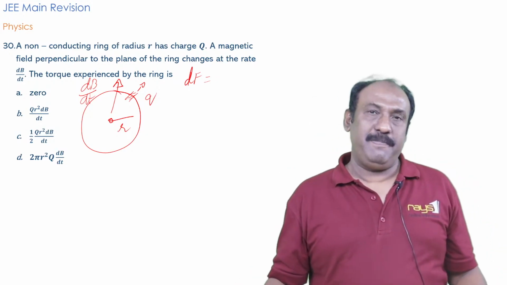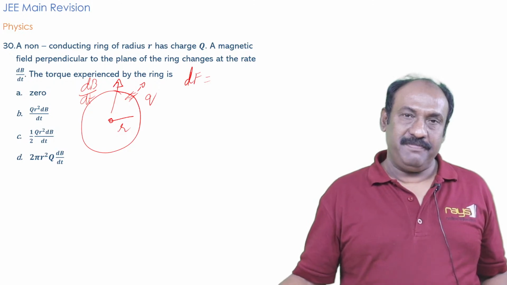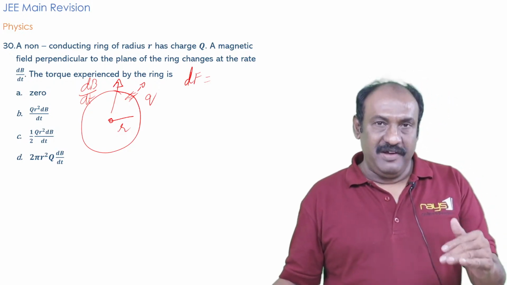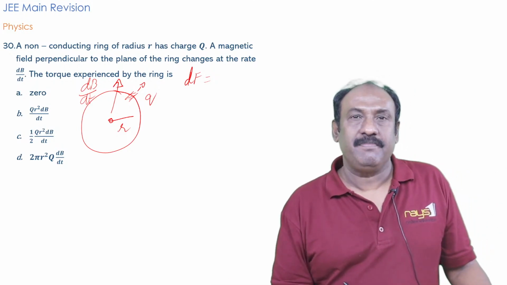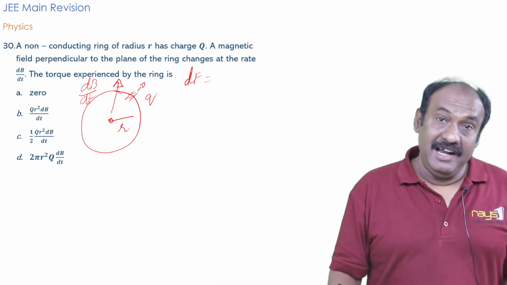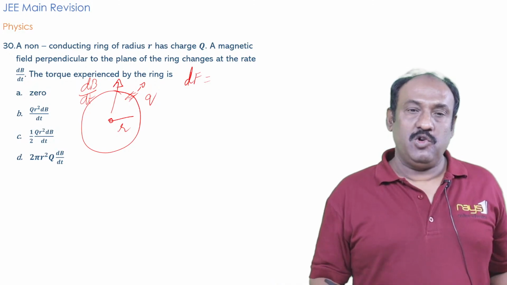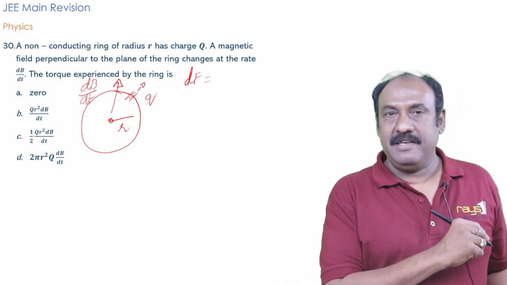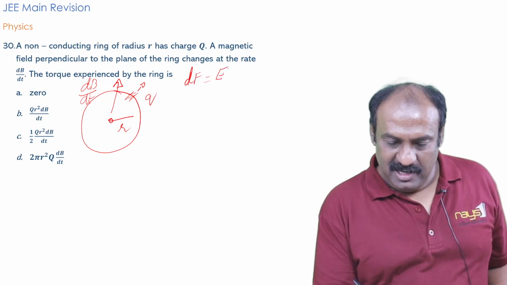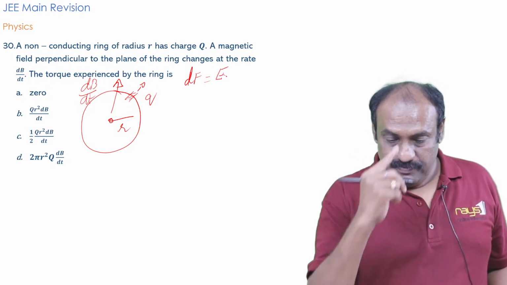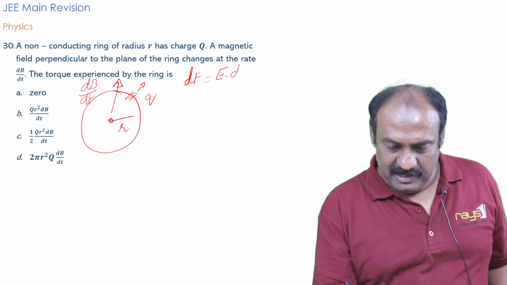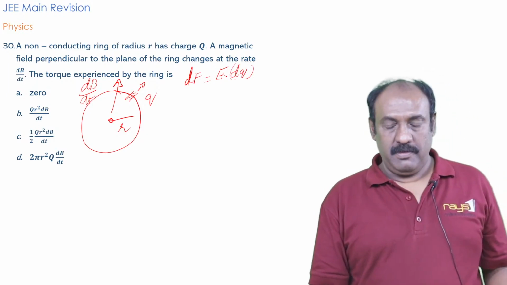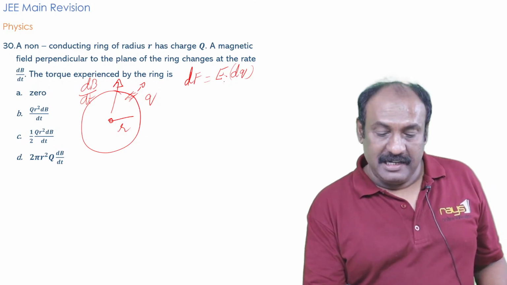So in place of BIL, when a time varying magnetic field is there, an induced electric field is developed. Due to that induced electric field, on this elemental strip the force is E into Q, that is E into dq. Now this is the induced electric field.